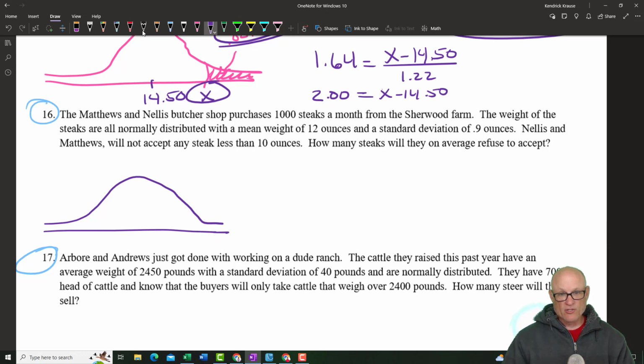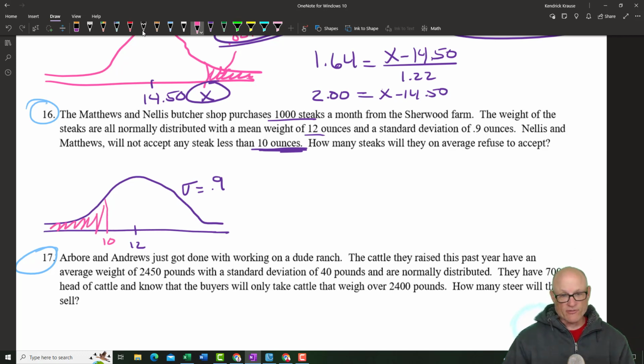So I don't know. So we got 1,000 steaks with an average weight of 12 ounces. I mean, I'm doing them. You can do them. Hopefully it's helping. With a standard deviation of 0.9 ounces. They're not going to accept anything less than 10 ounces. So anything less than 10 ounces we have to get rid of. This problem is definitely on the test. So here's 10 ounces. Anything down here we reject. We're just going to get rid of it.